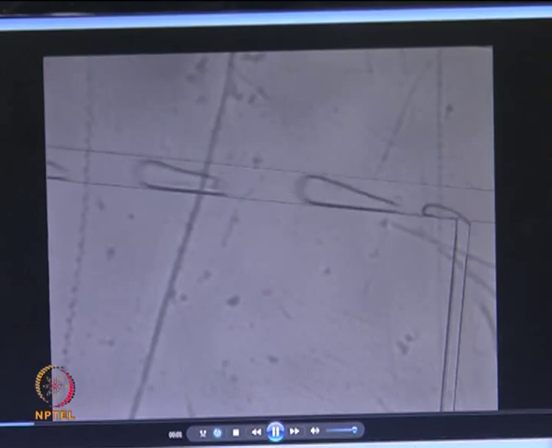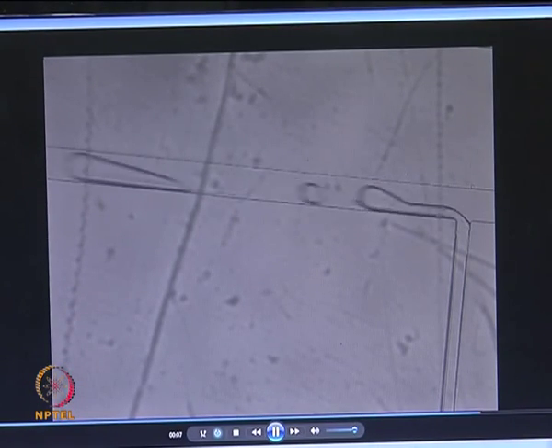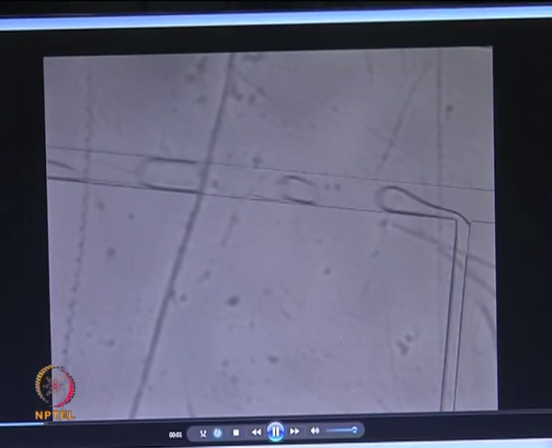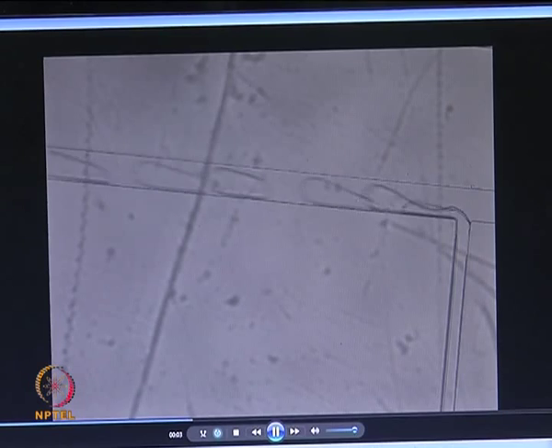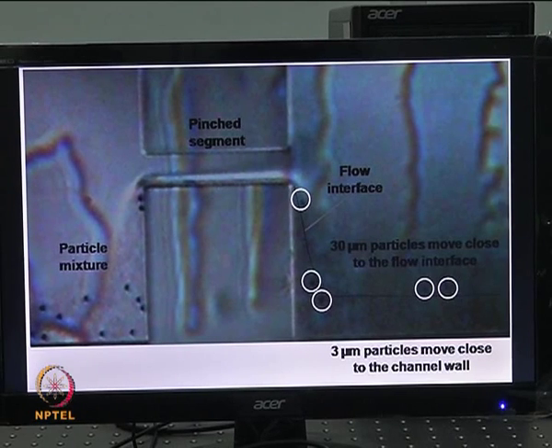This is an experiment on generation of microdroplets in microchannels. As you can see, the continuous phase is trying to shear the discrete phase, where discrete droplets are being formed in microchannels. We are also doing experiments related to particle sorting.